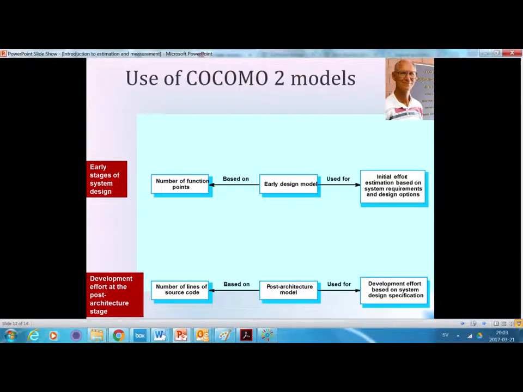Barry Boehm, as I mentioned, has several models for estimating the effort, and one of them is this one that is based on function points. So in the early design models, here this one, the second one, the one that I presented before, corresponded to the post-architectural stage. Here at the early design stage, you can use function points, and then you can use this information for estimating the initial effort.